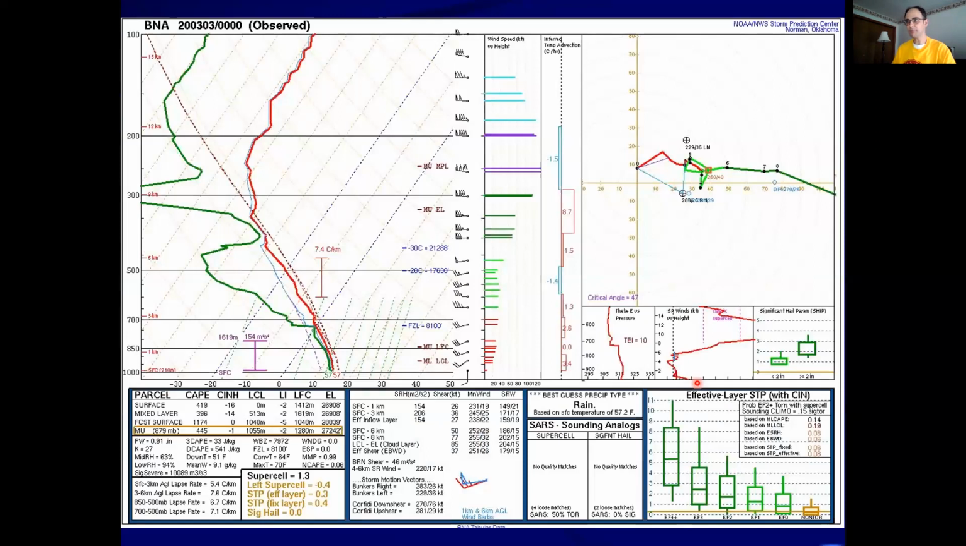Our observed sounding from 0Z in Nashville, again, pretty pedestrian: long but straight, nearly moist adiabatic profile all the way up. CAPE only around 400 joules per kilogram, pretty weak low-level shear as well. Certainly looking at the sounding, nothing to me is going to shout wedge.